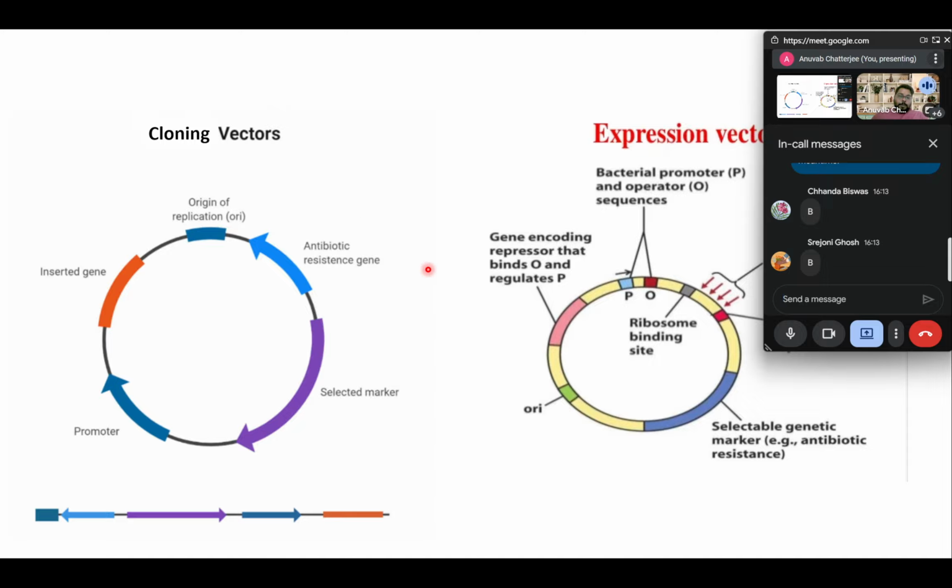Because obviously you're changing the organism in between. So you want to go from bacteria to yeast or mammalian cells. So you use a shuttle vector. You subclone to the shuttle vector and then subclone to the expression vector. So most of the time when we are expressing proteins, we are using expression vectors.